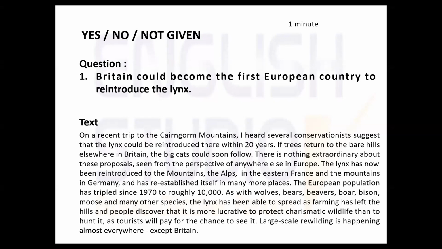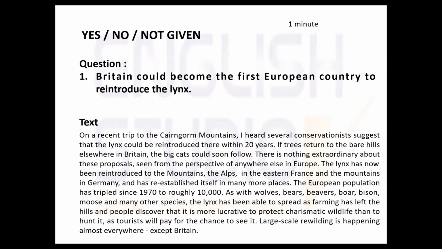Miss Claudia, are you there? Yes. Explain your answer. It states in the fourth sentence, the lynx has now been reintroduced to the mountains, the Alps in Eastern France and the mountains in Germany. Then there is additional information, except Britain, in the last sentence.